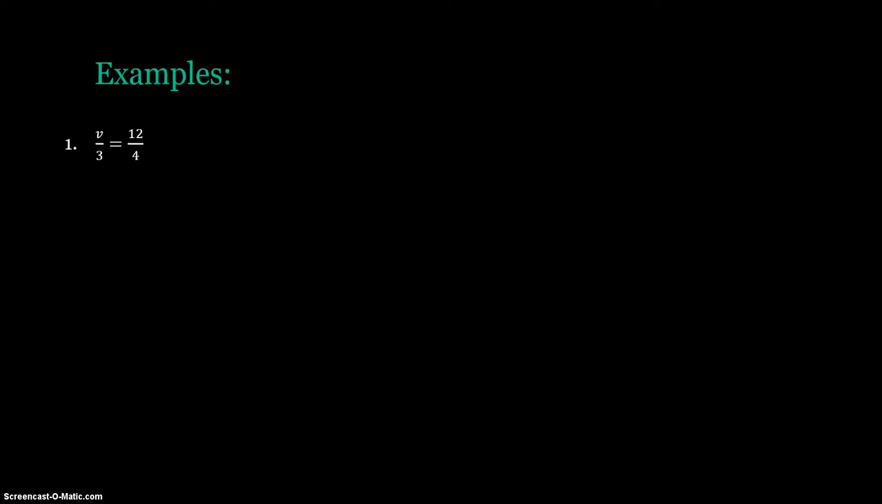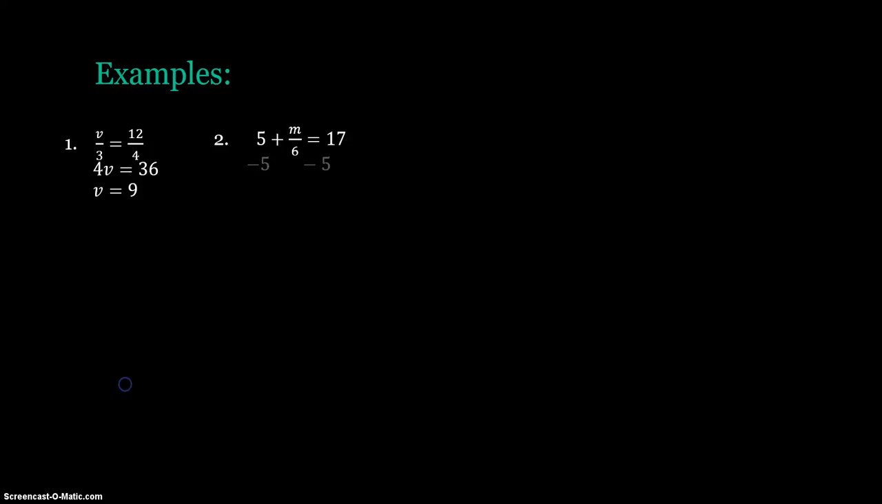Here we've got v over 3 is equal to 12 over 4. Again, we're going to cross multiply the diagonals. So that gives me 4v is equal to 36, because 4 times v is 4v, 3 times 12 is 36. Now we divide by 4 and v is 9. The problem's done.